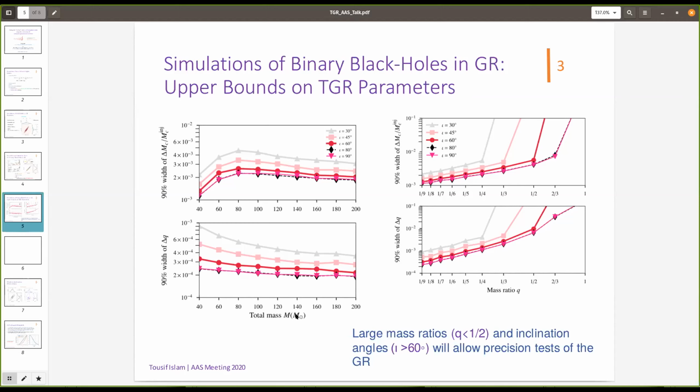this will allow a precision test because for del MC and del Q, the 90% credible interval falls below 10 to the power minus 2 and 10 to the power minus 3, indicating that with real data, you can do this test. And for these kinds of systems, you are able to say whether the signal is coming from a binary black hole in GR or not very accurately.